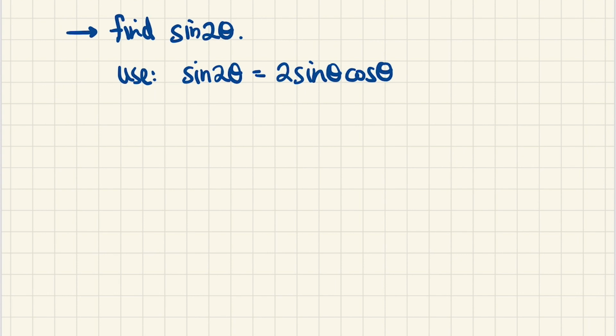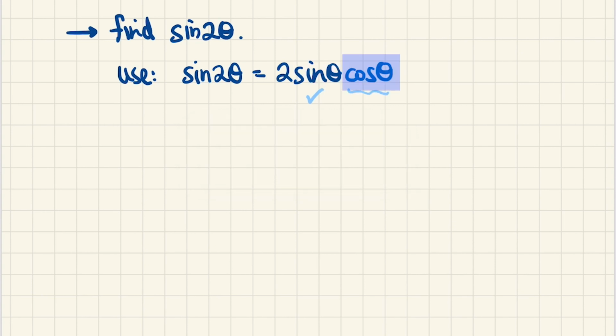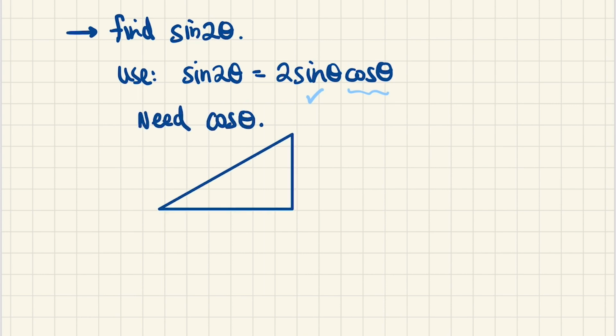All right. So now this is what we're after, and this is what we need to work out. We need to figure out what sine of theta is. Well, that's given. That's 3/10. We do not know what cosine of theta is, but we can easily figure that out using classic techniques from the first few sections of this course. So we need cosine of theta. We'll just draw a triangle to get it.